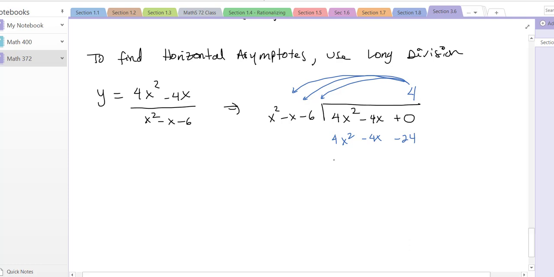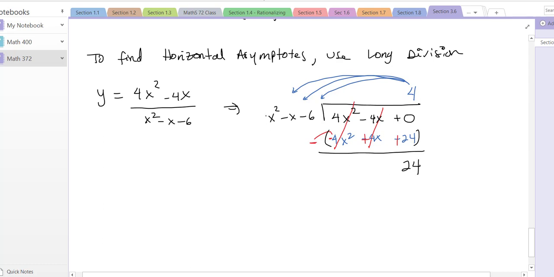And as usual with any division, we subtract. So when I subtract this, I distribute the signs, that becomes a negative, that becomes a plus, and this becomes a plus. So those cancel, 4x squared minus 4x squared, we cancel. Negative 4x plus 4x, those also cancel. So I'm just left with 24 as my remainder.